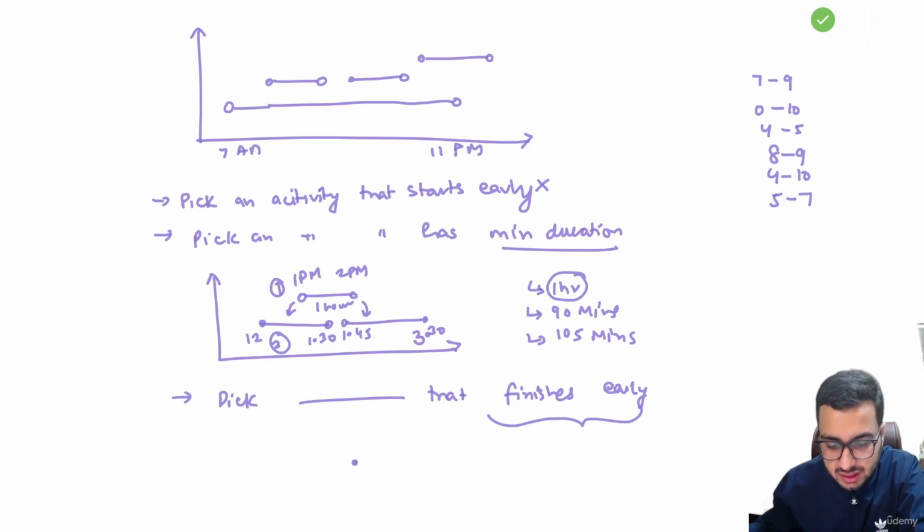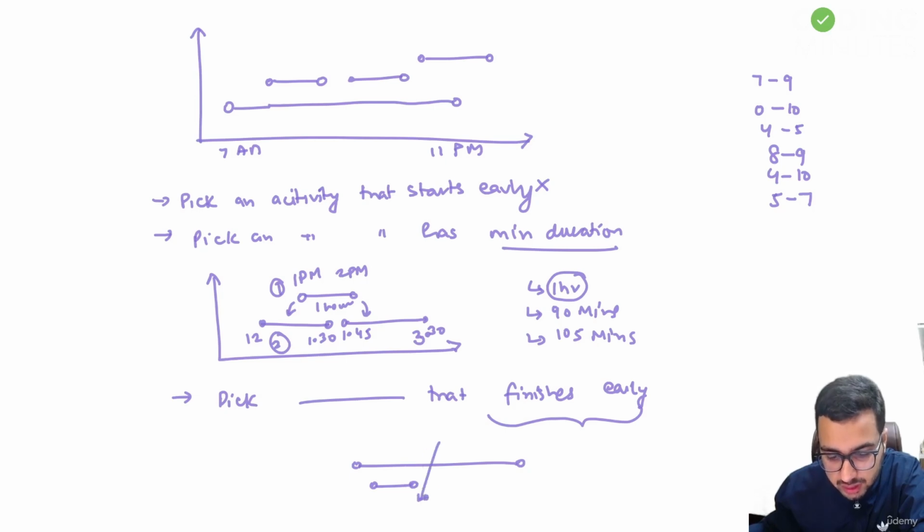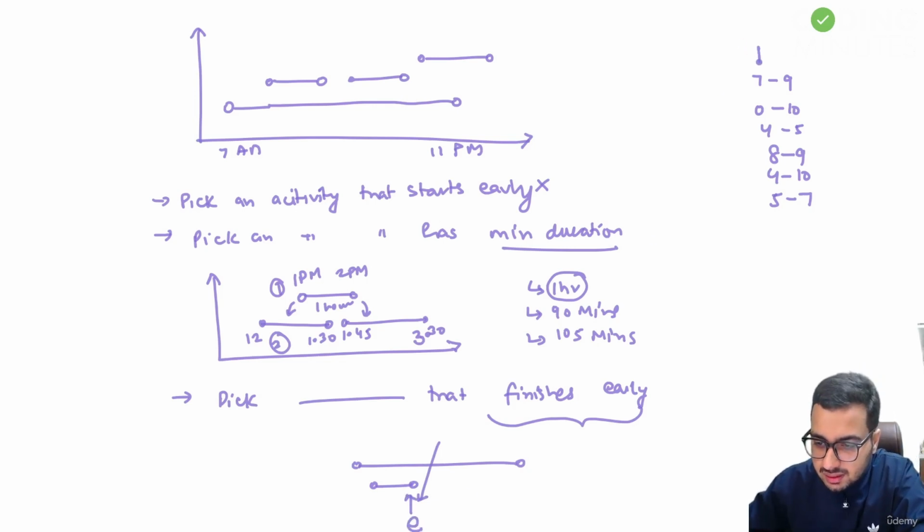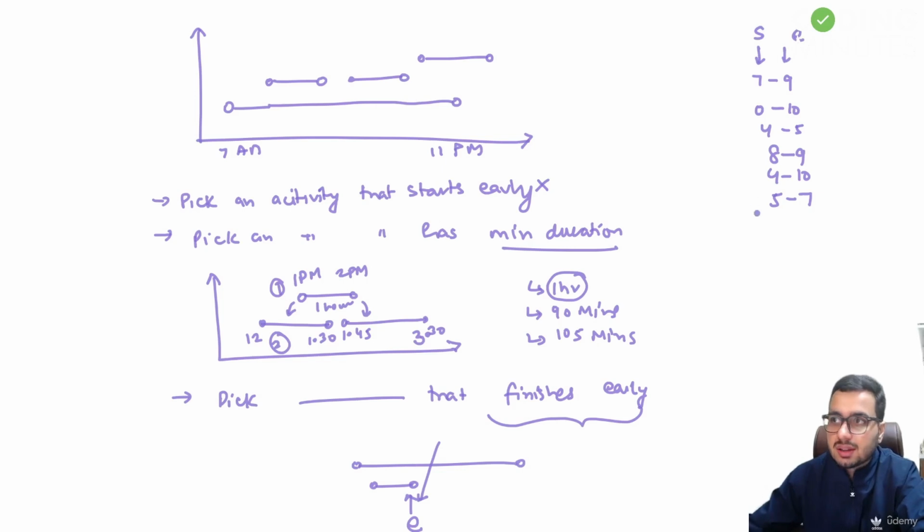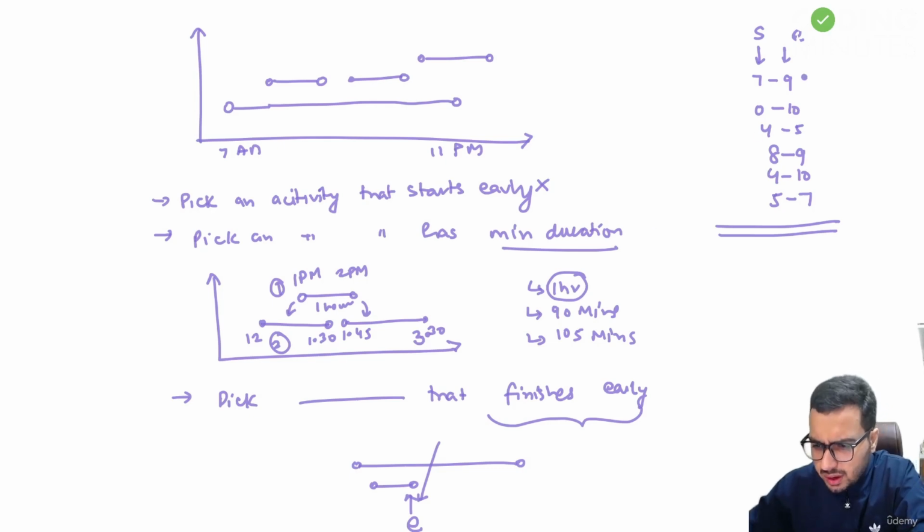So an activity that finishes late, or an activity that maybe starts here and finishes early, it's not about the duration, it's about the ending time. For these activities, this is the start time, this is the end time. So let us try to sort this list based upon their ending time. If I sort this list, the activity that finishes first is 4 to 5.